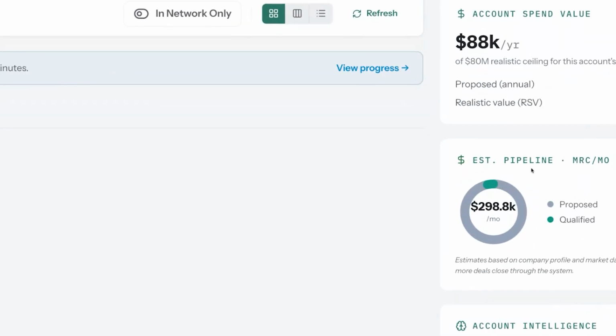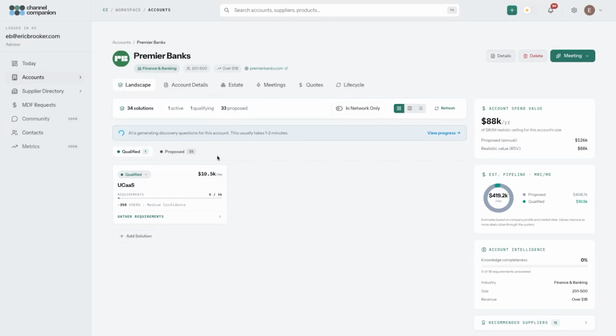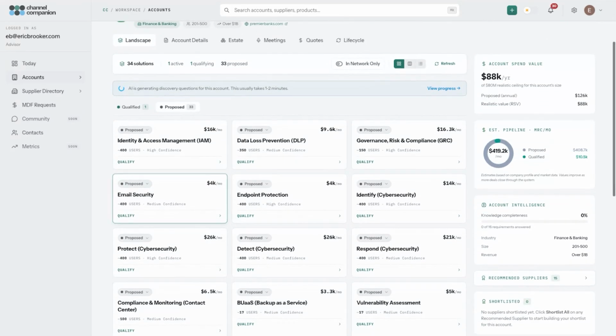And then as I scroll over here off to the right, it tells me that Premier Banks spends about $419,000 a month. And again, I'm only talking to them currently about the $10,500 a month UCAS opportunity. You might be asking yourself, where do the cross-sell, upsell opportunities arise? And right here, as I click on proposed, here are all of the other technologies inside of the TSD ecosystem that Premier Banks is likely using, and the associated revenue.